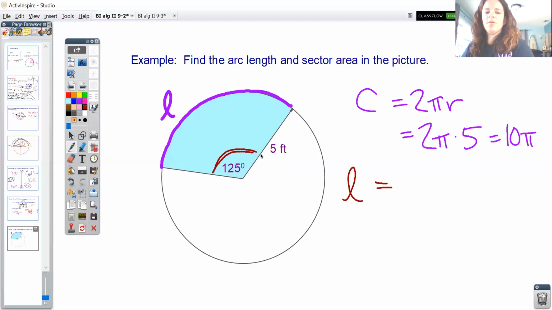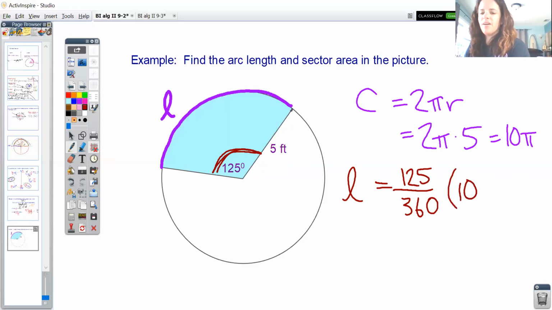is 125 out of 360, because there's 360 degrees in the whole circle, 125/360 of the entire circumference. So that's 125/360 of 10 pi.